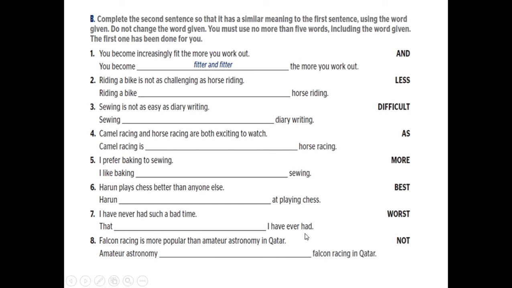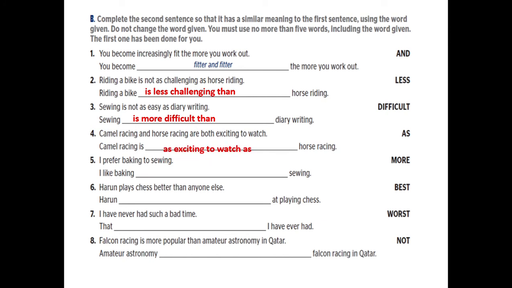Let's move to exercise B. Think about the answers here and present your own. Compare them with mine. Number 2. Riding a bike is not as challenging as horse riding. Riding a bike is less challenging than horse riding. Number 3. Sewing is not as easy as diary writing. So sewing is more difficult than diary writing. Number 4. Camel racing and horse racing are both exciting to watch. So camel racing is as exciting to watch as horse racing.